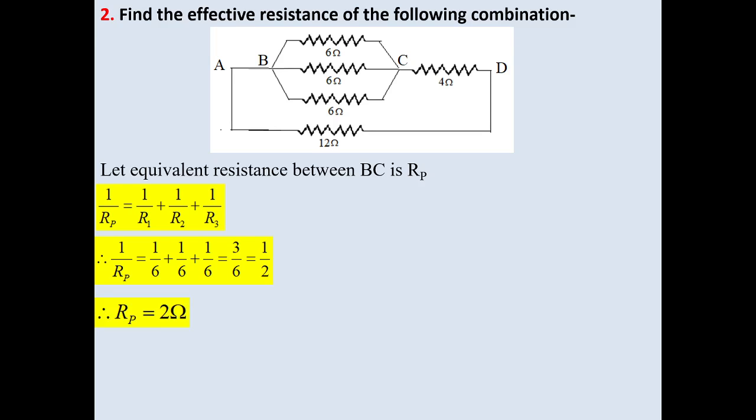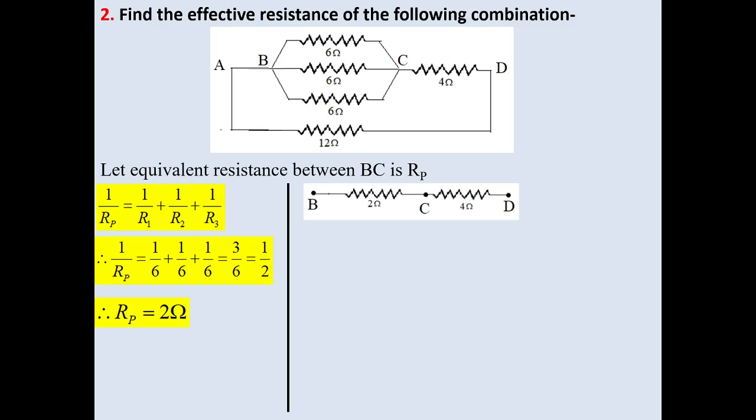Now between B and C, for the parallel combination, we write only one resistance of 2 ohm and find out resistance between B and D. So 2 ohm and 4 ohm, these resistances are connected in series. So we write total resistance as Rs, and Rs is equal to R1 plus R2. R1 in this case is 2 ohm, R2 is 4 ohm. So total resistance between B and D is 6 ohm.